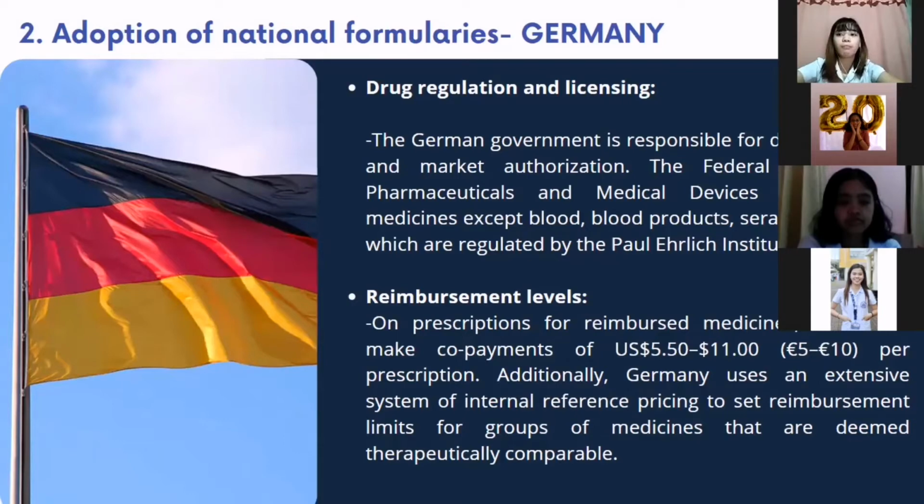On the reimbursement levels, for prescription of reimbursed medicines, individuals make co-payments of $5.50 to $11 per prescription. Additionally, Germany uses an extensive system of internal reference pricing to set reimbursement limits for groups of medicines that are deemed therapeutically comparable.